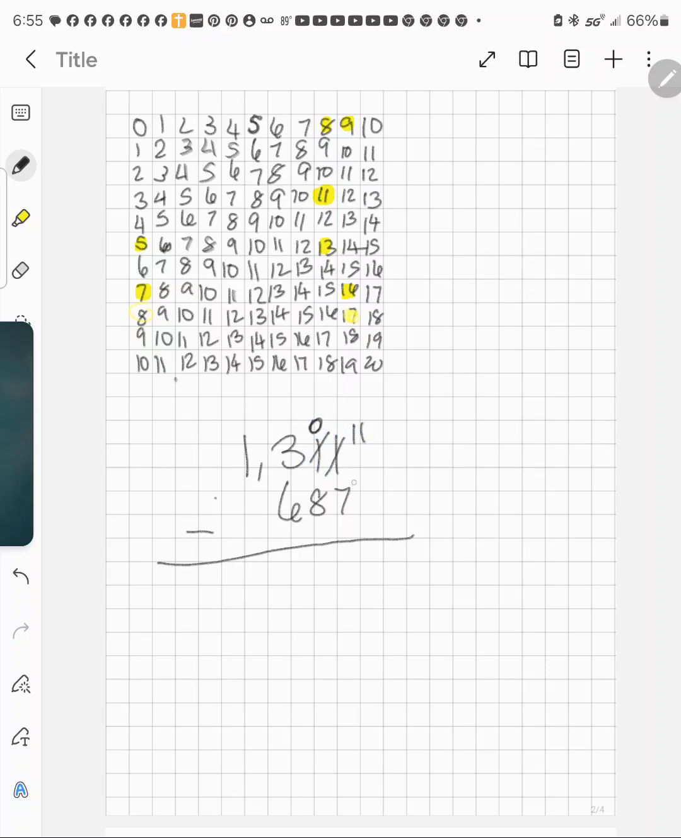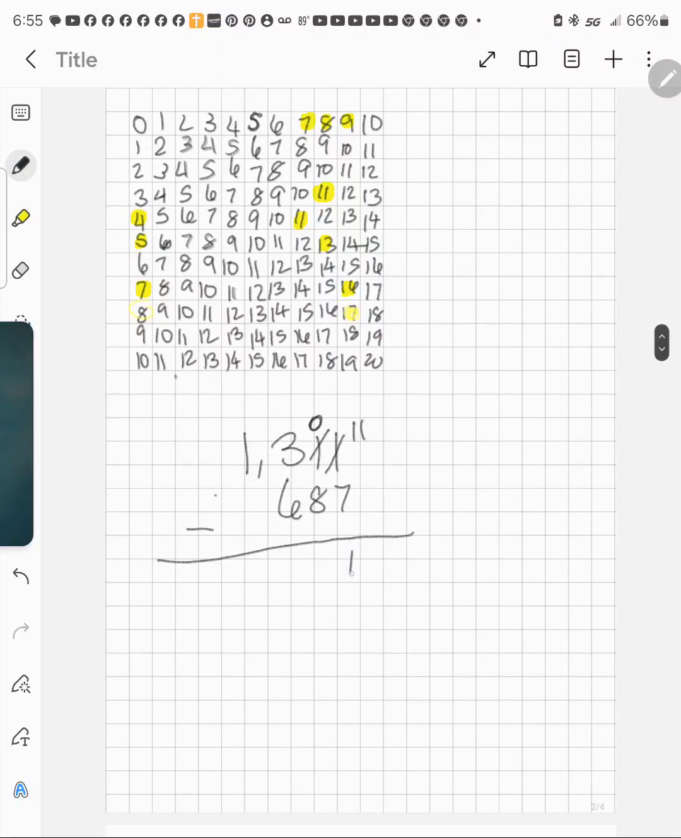Now, 11 minus 7, you can go ahead if you don't know it, you go to 7, find 11, right? And what's at the very end? 4. So I know 11 minus 7 is 4. Now, 0 minus 8, I can't do that. So I have to regroup, make that a 10 now. And make this 3 a 2. 10 minus 8 is 2.